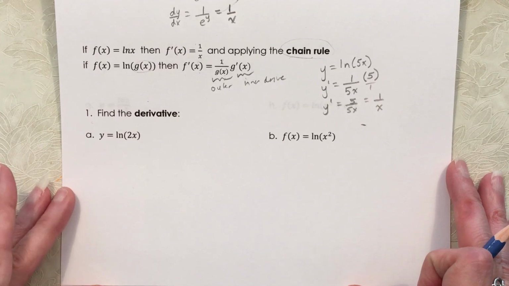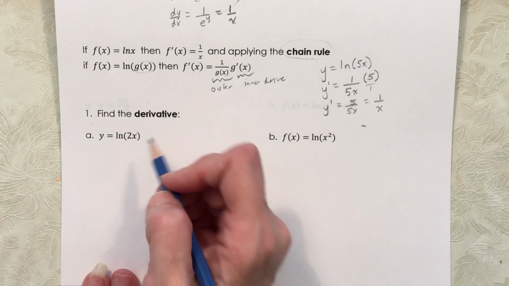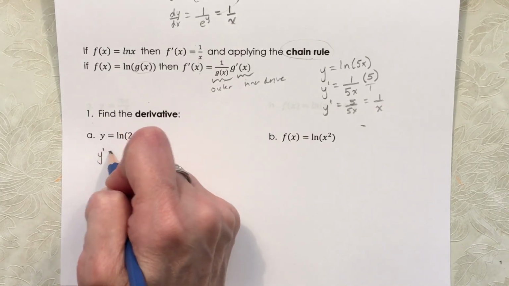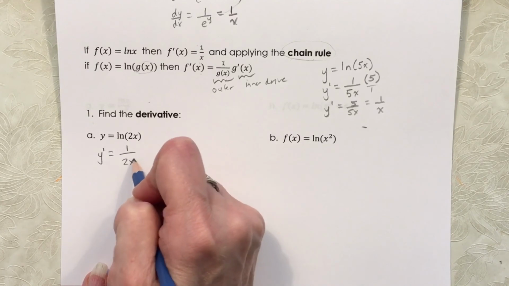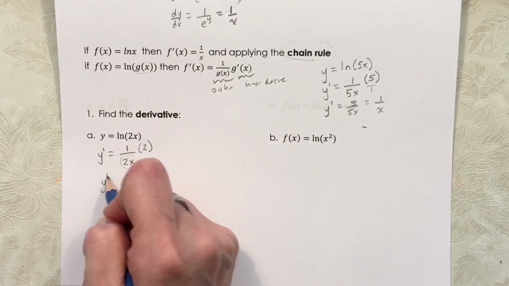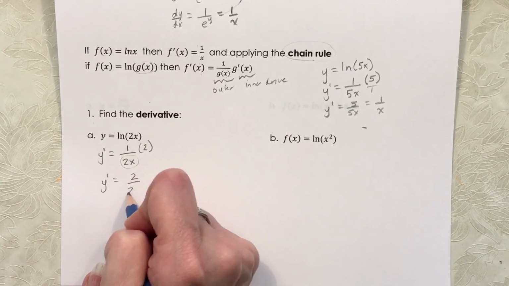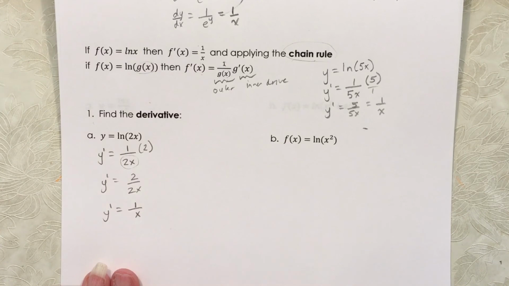So find the derivative. Y equals the ln of 2x. Again, this is a logarithmic function. Y equals log to the base e of 2x. Y prime is going to be 1 over 2x by the chain rule times the derivative of 2x, which is 2. So y prime is going to be 2 over 2x, or 1 over x.